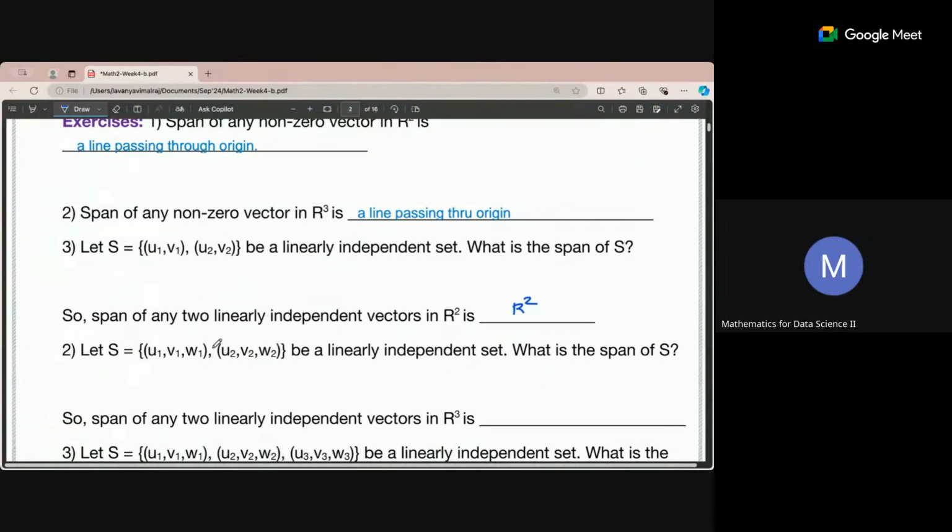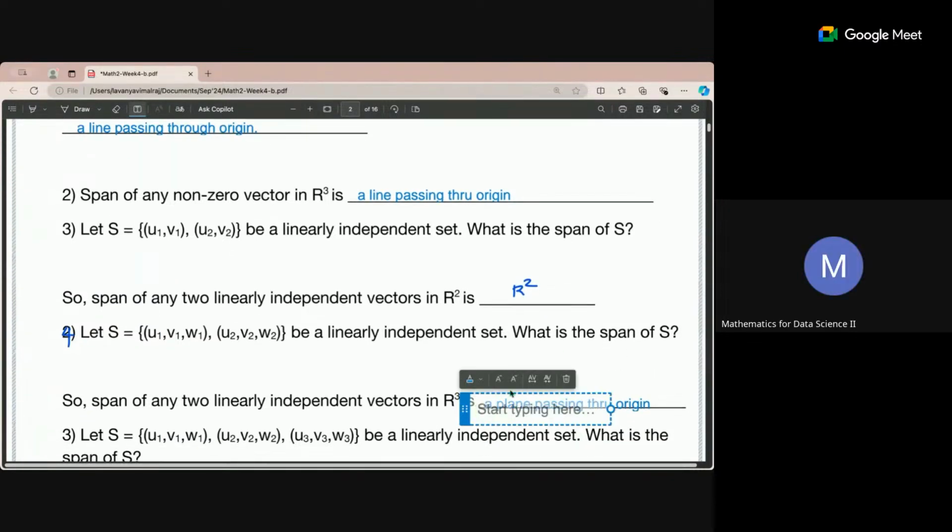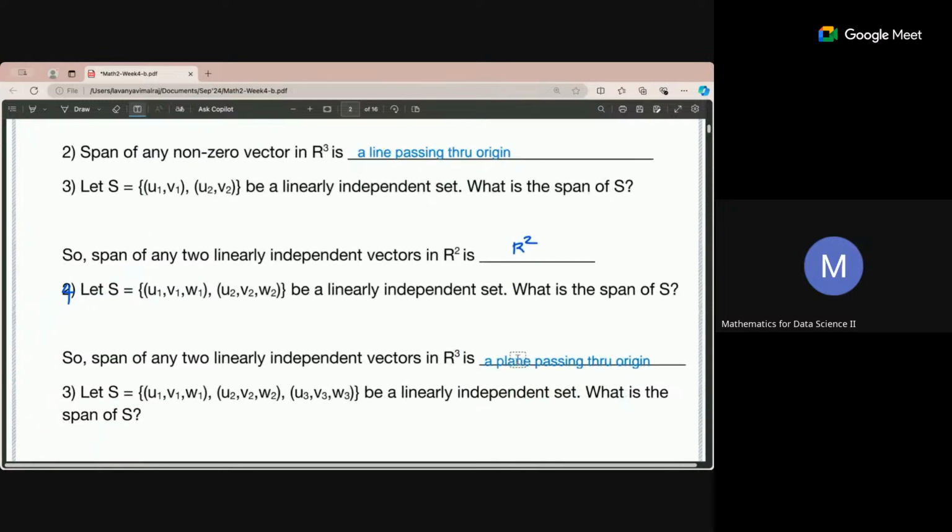What about the next one? If S is (u1, v1, w1), (u2, v2, w2), so now you have two linearly independent vectors from R3. What is the span of S? A plane in R3. Yes, you are correct. It is a plane in R3 and it passes through the origin.